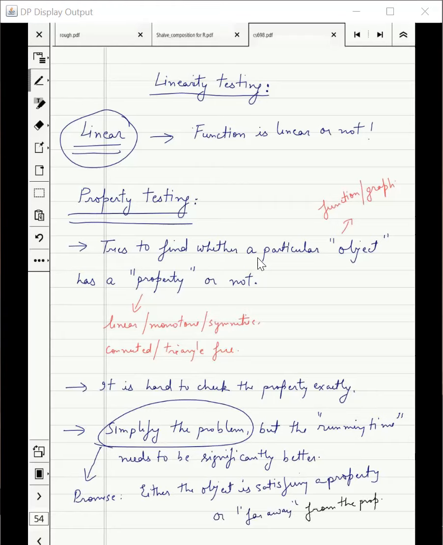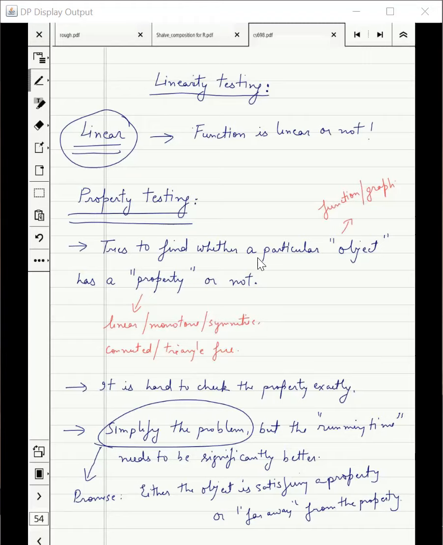Again, what do you mean by far away from the property? It will depend upon the kind of the object. It will depend on what field you are studying. Let's say, for example, in case of finding out whether a graph is triangle free or not, either the graph will be triangle free or there will be at least square root n triangles in the graph. Something like that will be true. So it will not be very, very close to your object. It will be either satisfying the property or it will be far away from the property.